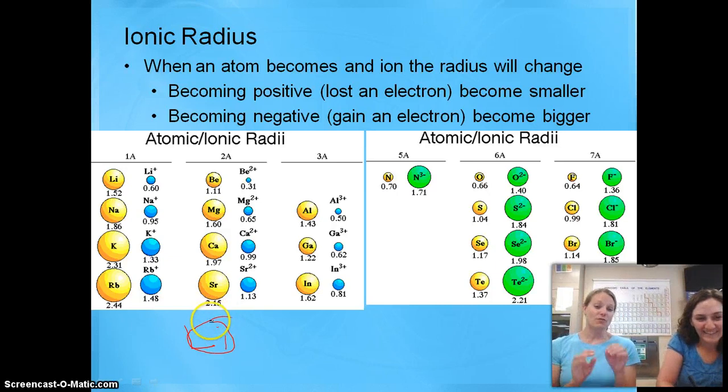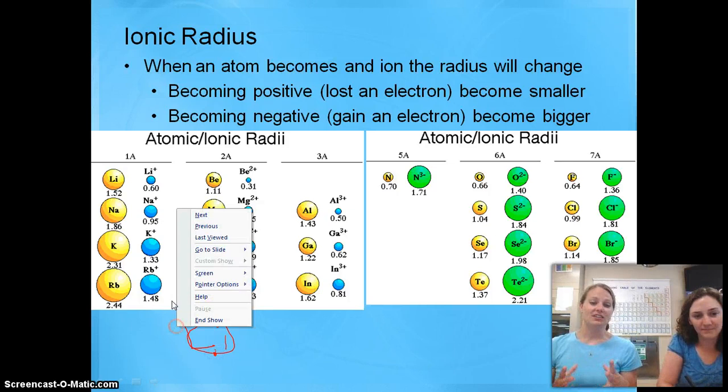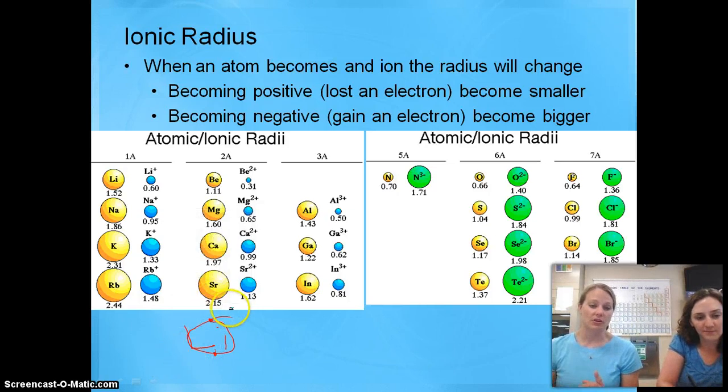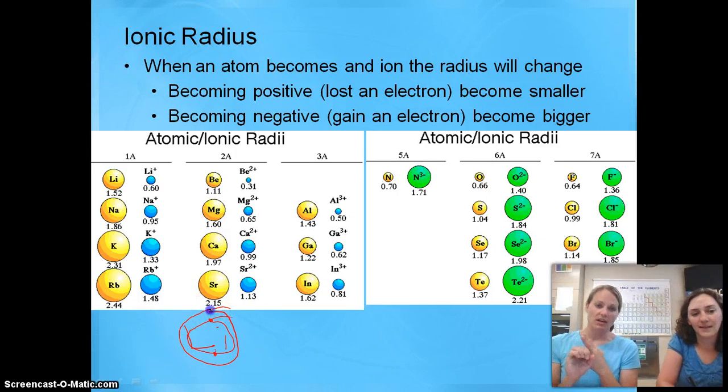The first shell has two dots. Lithium has 3 electrons total, so we're going to draw all 3. The first shell has 2, and the next shell has 1. Lithium wants to become positive, which means it wants to lose that electron. If we lose that outside electron, that shell goes away. You've lost an entire shell, so when you become positive, you become smaller. Now lithium is going to look like that, smaller.